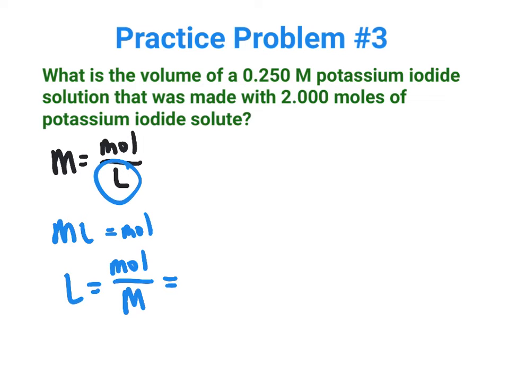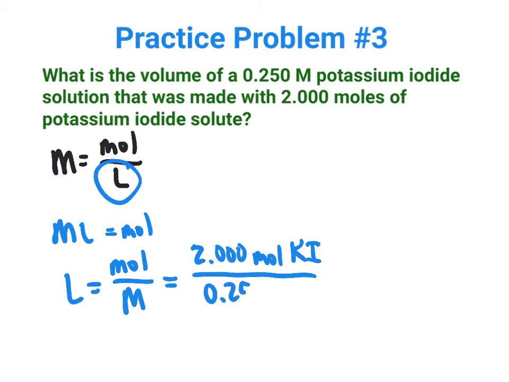In this case, we have 2.000 moles of potassium iodide, and the molarity we told you was 0.250 molar. And when you solve it out, you get, with 3 sig fig, 8.00 liters. So we have 8.00 liters of potassium iodide solution.